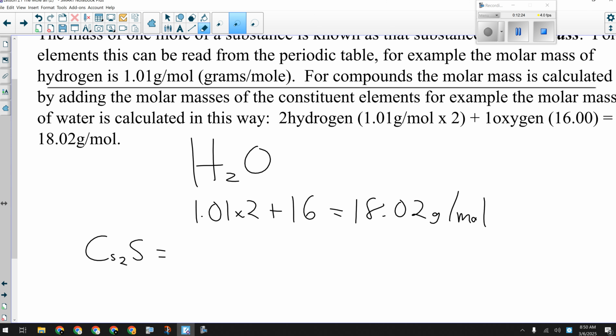Okay, calculate for me the molar mass of cesium sulfide.